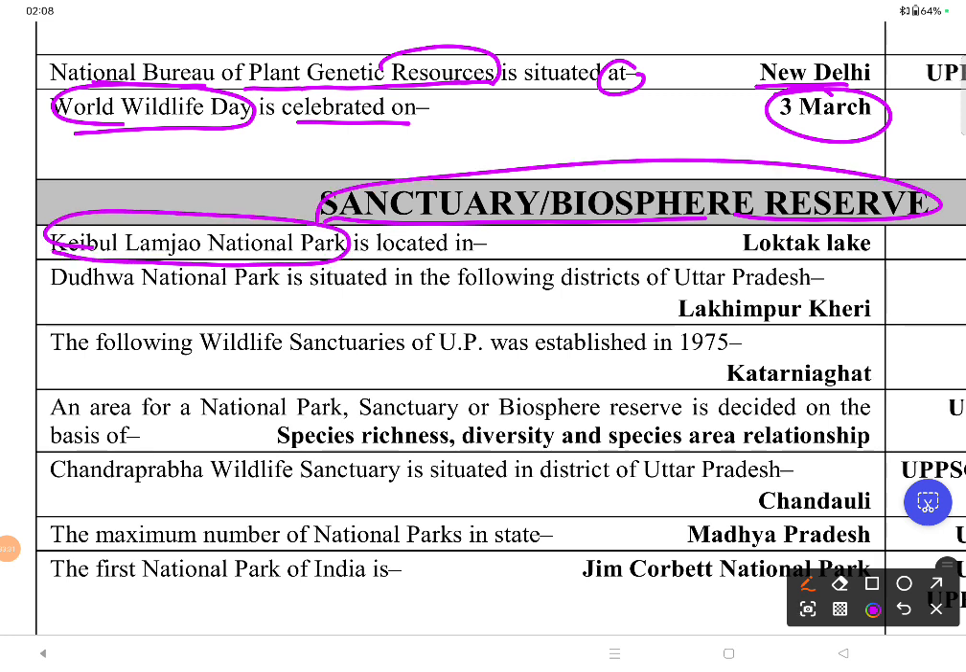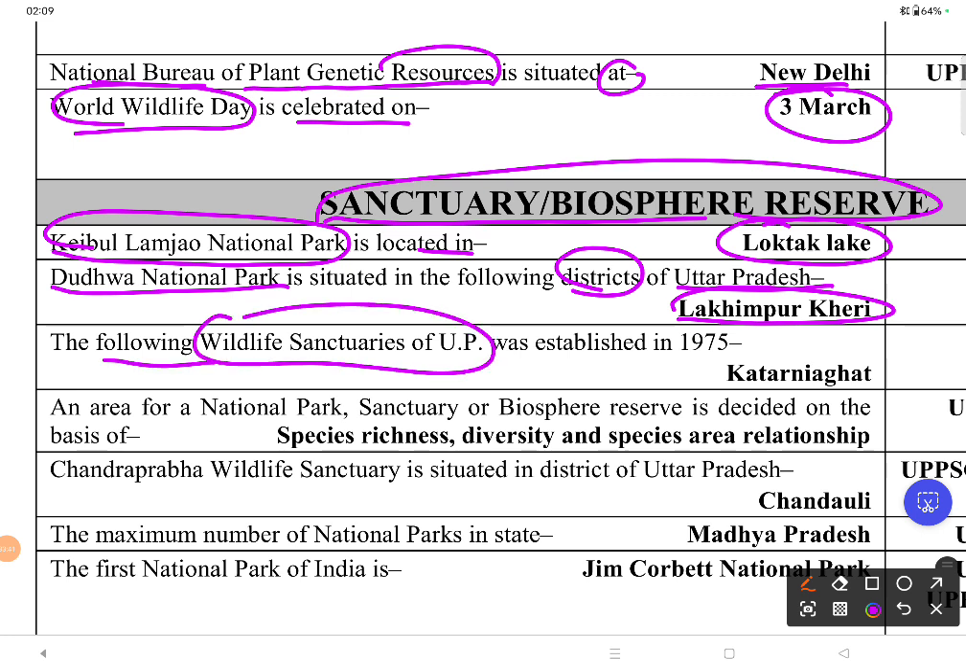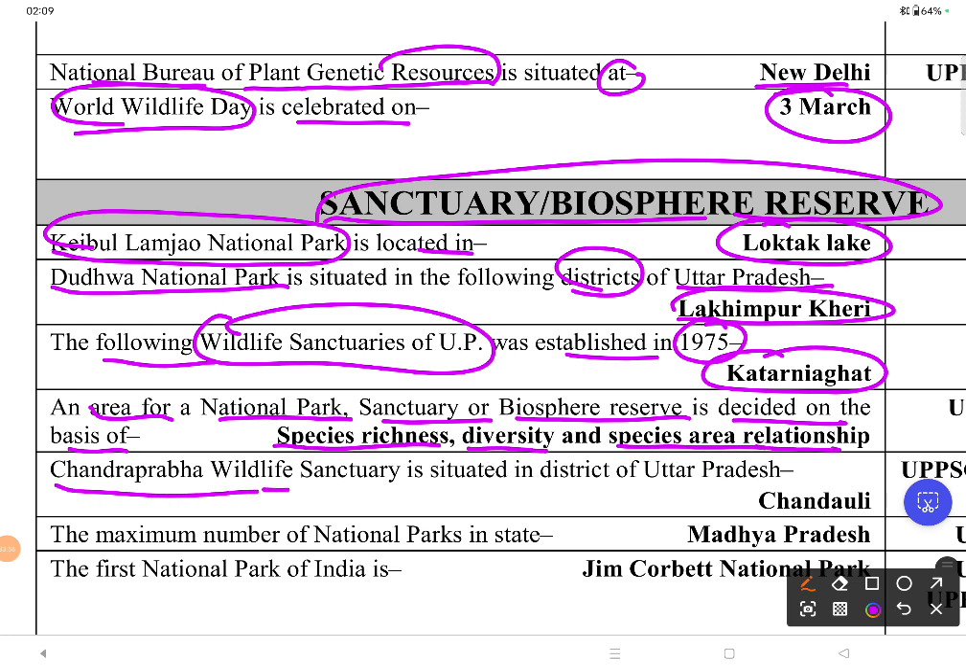Keibul Lamjao National Park is located in Loktak Lake. Dudhwa National Park is situated in the following district of Uttar Pradesh: Lakhimpur Kheri. The following wildlife sanctuary of UP was established in 1975: Katarniaghat. An area for National Park, Sanctuary, Biosphere Reserve is decided on the basis of species richness, diversity and species-area relationship. Chandraprabha Wildlife Sanctuary is situated in the district of Uttar Pradesh, Chandauli.